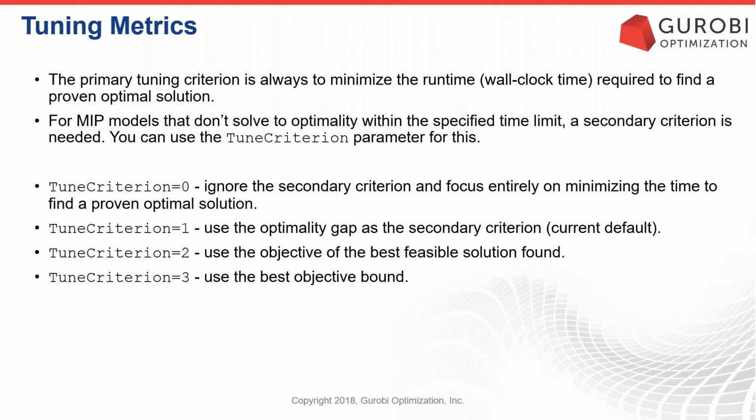For example, you can set it to 1, which is the default. So it says, okay, if the time limit is hit, then go for the MIP gap. Or if the criterion is 2, then go for the best feasible solution found after the time limit was hit, and so on. So this can be adjusted here as well.